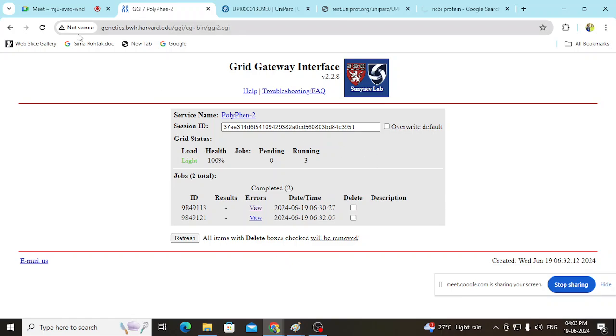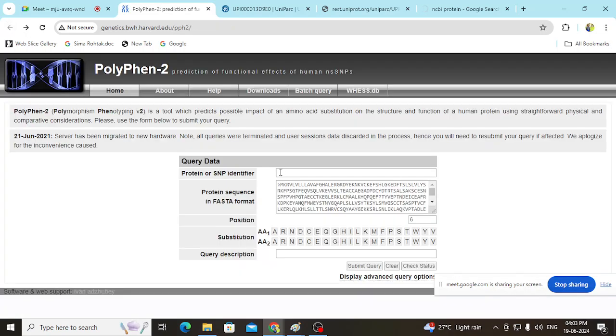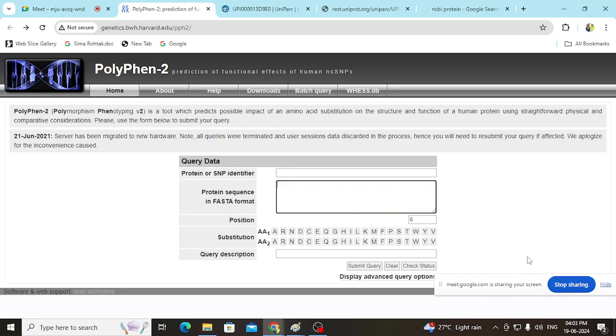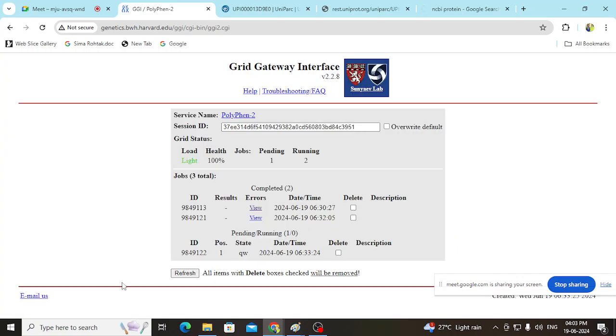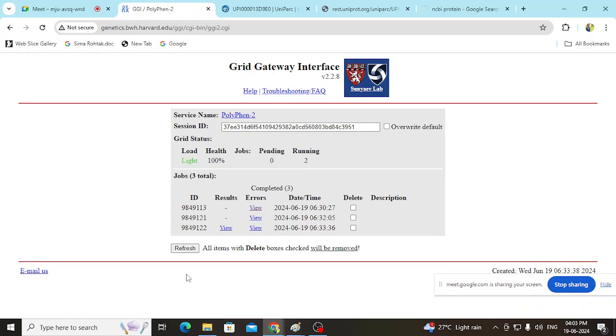Okay, now we'll have our things done. The sixth amino acid is a valine, and we'll convert it into an aspartic acid, D. Submit query. Okay, so this is the result.